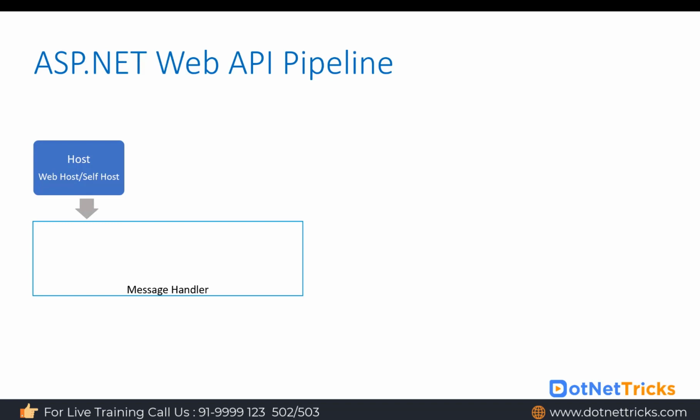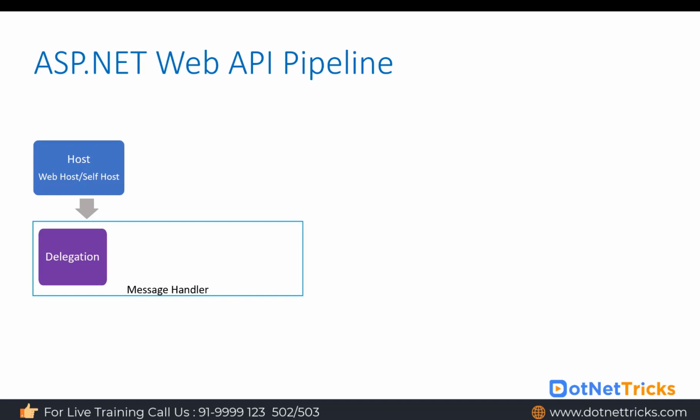Message handlers are used to intercept the request and response before processing. ASP.NET Web API has some built-in message handlers, and you can even create your custom message handler if you are willing to intercept the request and response. In the Web API, there are some delegating handlers which are used to intercept the request before processing, or you can say before passing it further.